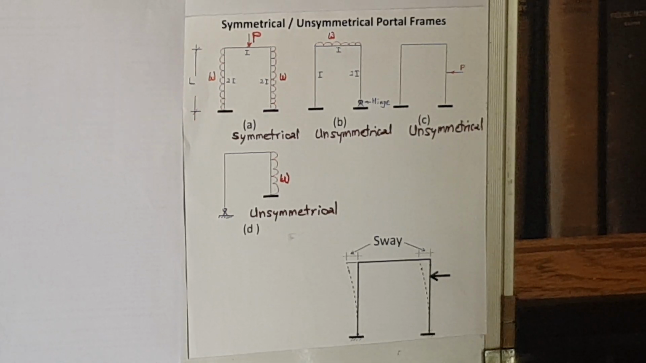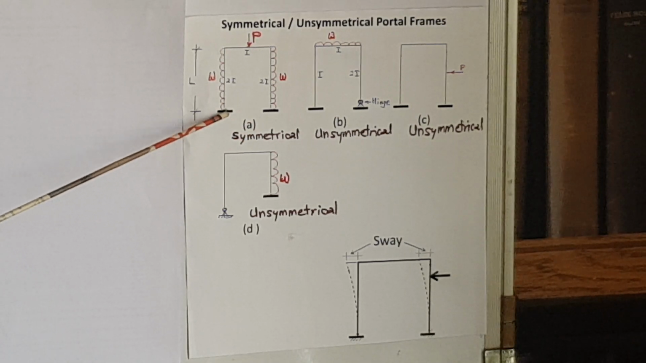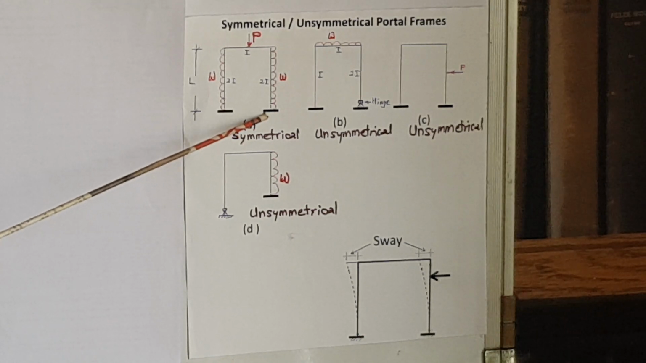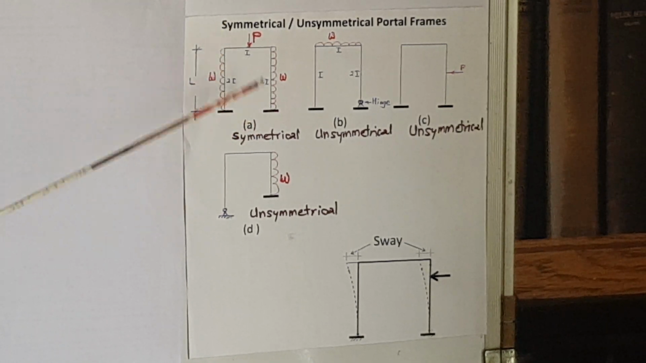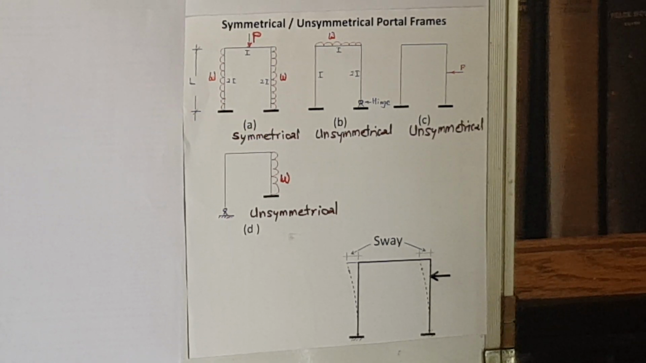Then the second point is symmetrically supported. Look at the supports of this frame. You can see that at the bottom this column is supported by a fixed support, this column is also supported by a fixed support. So only 2 supports and both of them are symmetric. Supports are symmetric, so we can say that this is symmetrically supported.